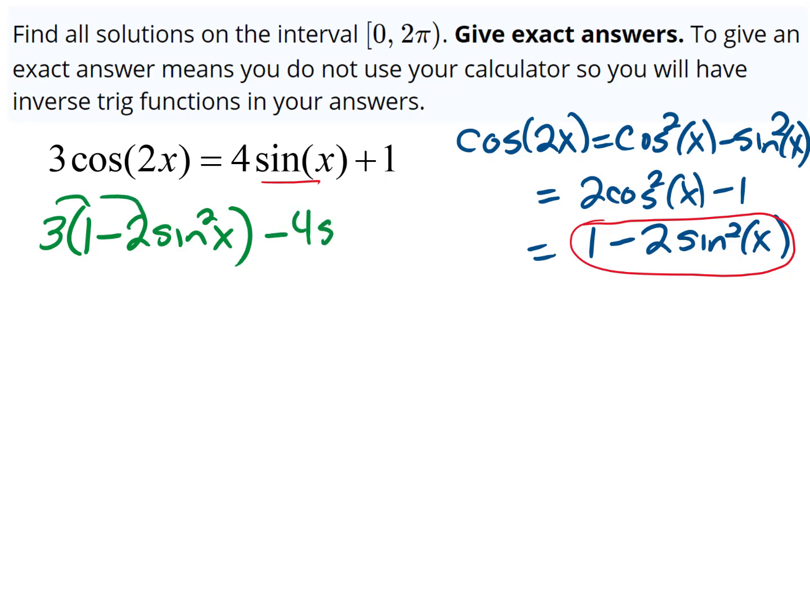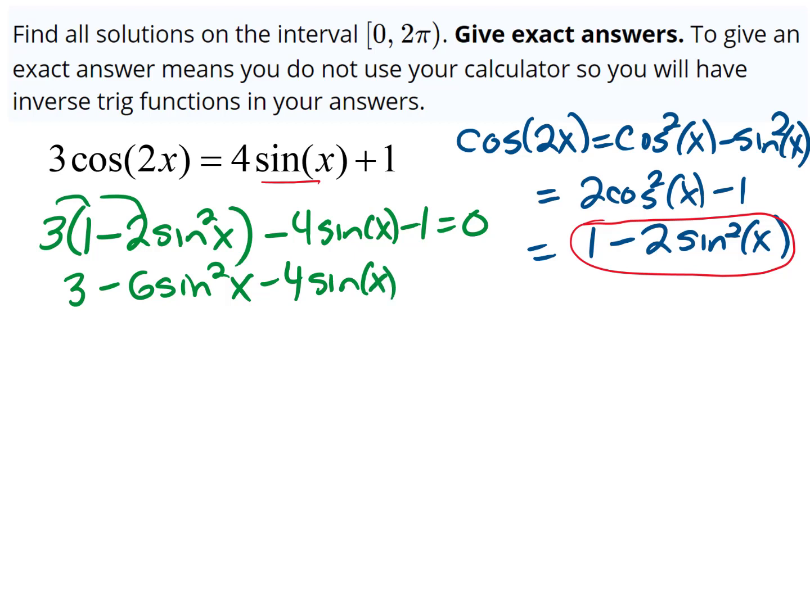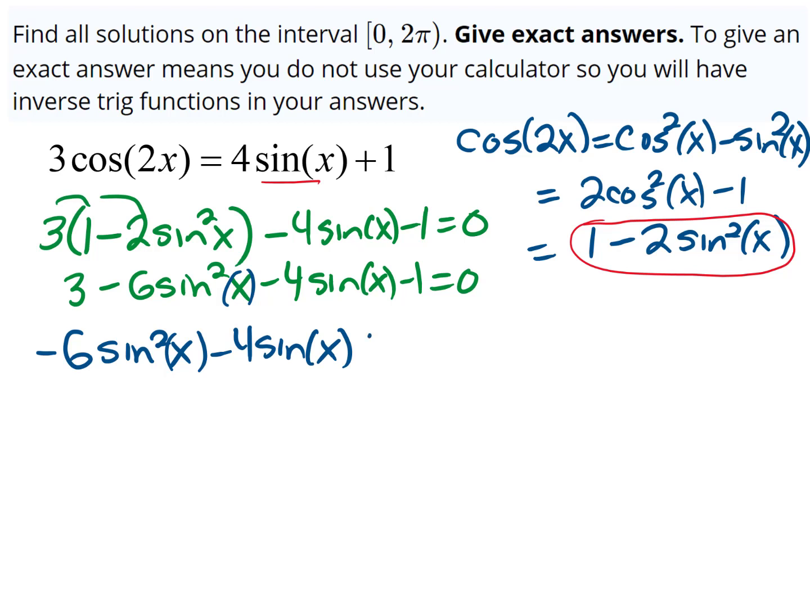And then I'm going to move the 4 sine x over and the 1 over. So they become minus 4 sine x and minus 1, and the right hand side becomes 0. So this is going to be 3 minus 6 sine squared x minus 4 sine x minus 1 equals 0. So let's now put this in descending order and combine like terms. So I'm going to have negative 6 sine squared x, I didn't put parentheses around that, minus 4 sine x, and then I have a 3 minus 1, so plus 2 equals 0.